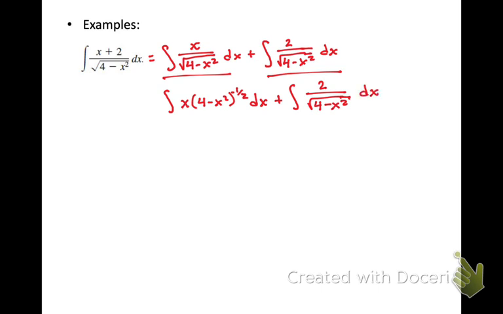Okay. So this first one, u would be what? On the first one, wouldn't it be 4 minus x squared? Yep. So du, or u prime, excuse me, would be negative 2x. Correct? Sorry, I'm just trying to write this down.